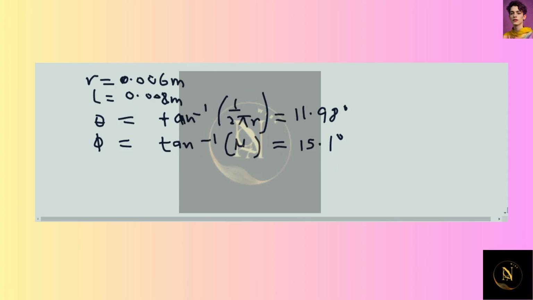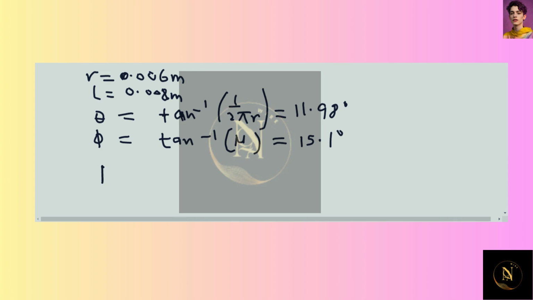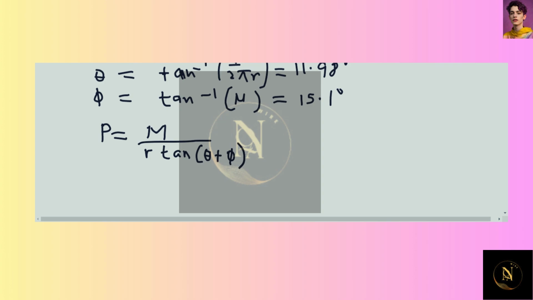Okay. Then the next thing, you can make P the subject of the formula, the force that we are looking for, so that it becomes equal to M, the moment, over r tan of theta plus phi. You've already gotten these angles. Okay. So you can look for your M. M is equal to the couple force, which is given in the question, times the perpendicular distance, which is also given.